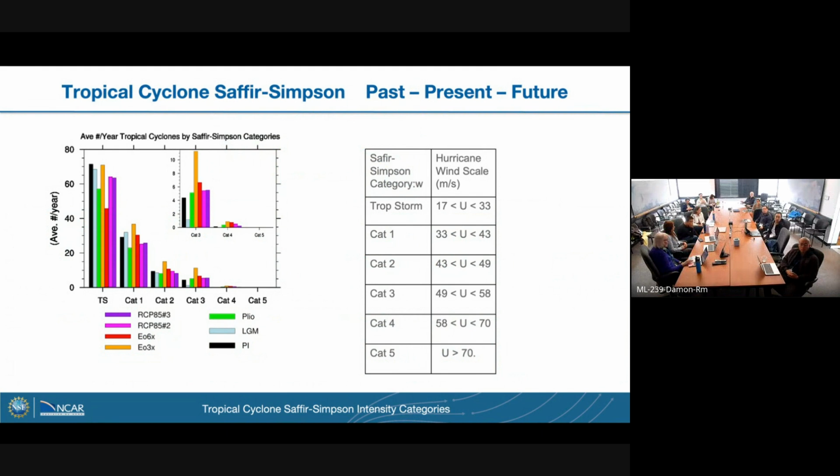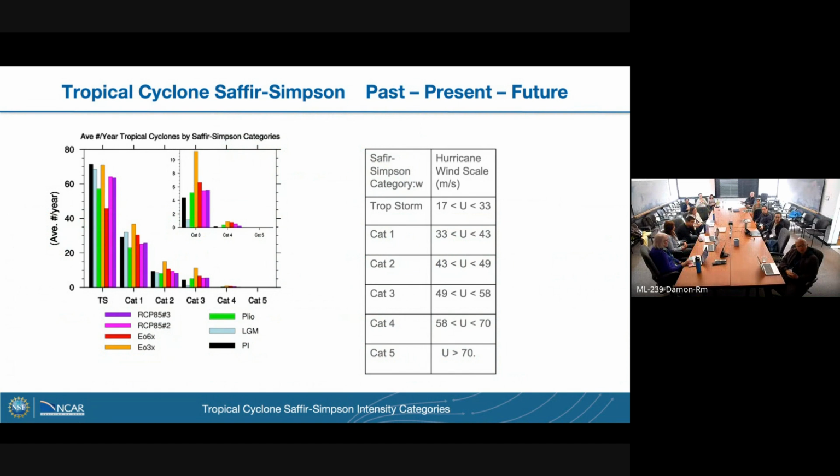The Pliocene and the RCPs actually get 17 to 25% more Cat 3s, and a very small number of Cat 4s, but maybe 3 to 5 times more. But these are statistics of small numbers here.